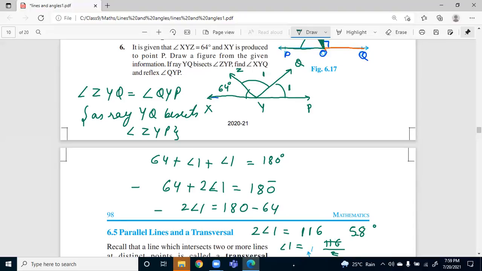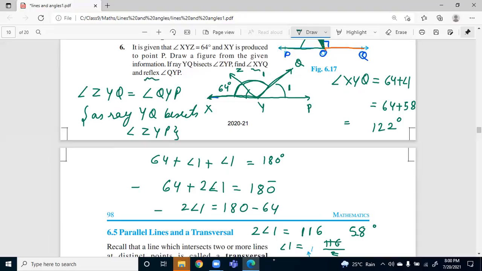Okay, now we need to calculate angle XYQ. So angle XYQ, you can see it is made up of 64 plus angle 1. XYQ, this is X, this is Y, and this is Q. So it is made up of 64 degree and angle 1. So what is the measure of XYQ? 64 plus 58. So it comes out to be 122 degree. Okay, so this is one part.